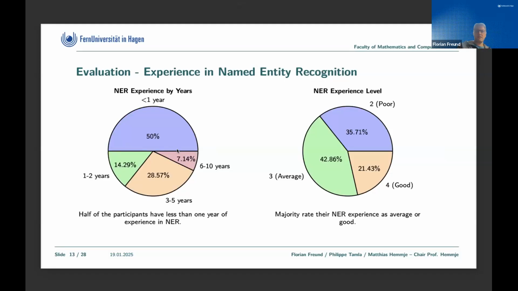The experience with named entity recognition wasn't as high as we expected. Half of the participants had less than 1 year of experience in named entity recognition, but the majority rated their experience as average or good. And with the given high educational level, we found that the level was high enough to gather meaningful insights.